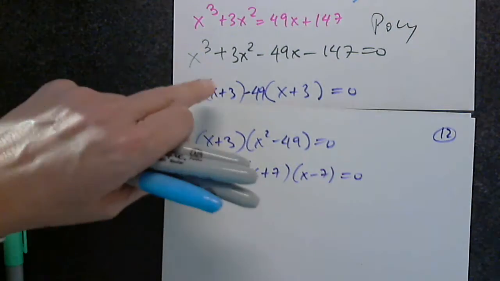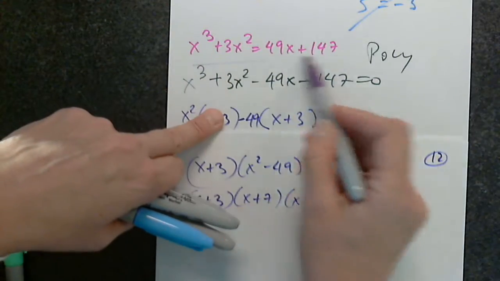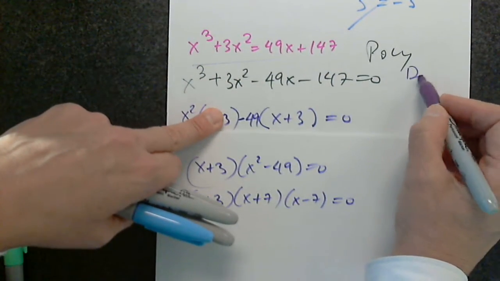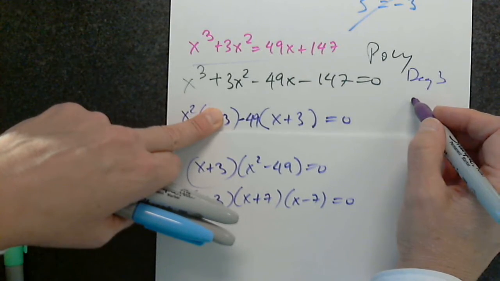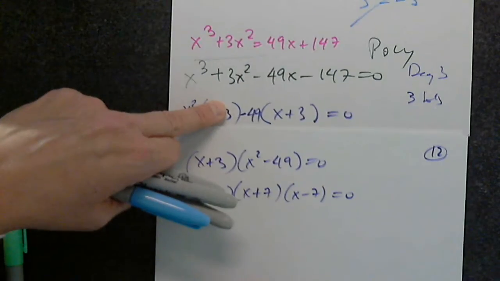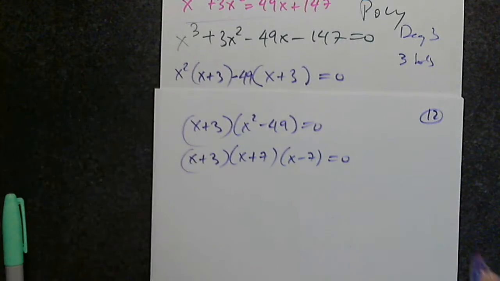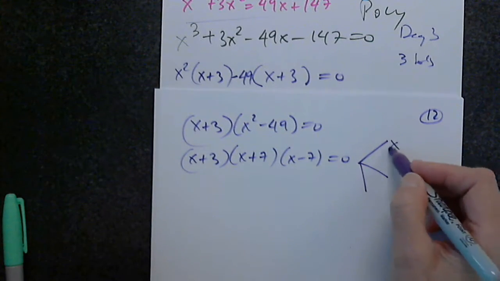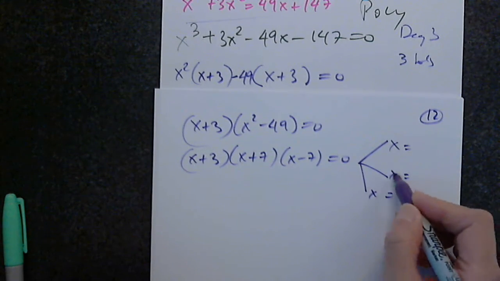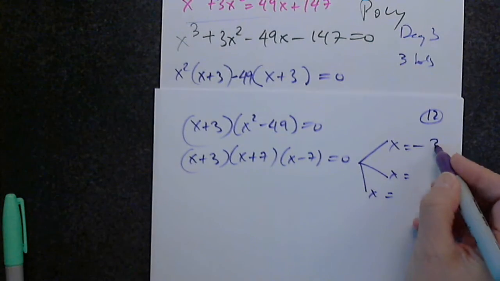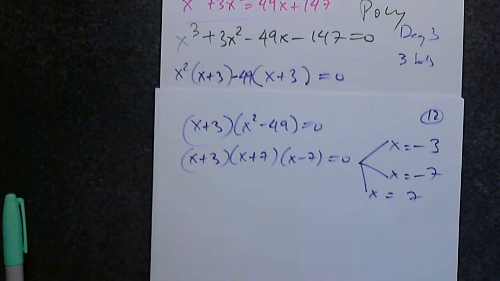My apologies, I should have asked you from the beginning: polynomial, what degree? And how many solutions? Okay, perfect. And here they are. Can anyone give us those 3 solutions? Negative 3, negative 7, and indeed 7.